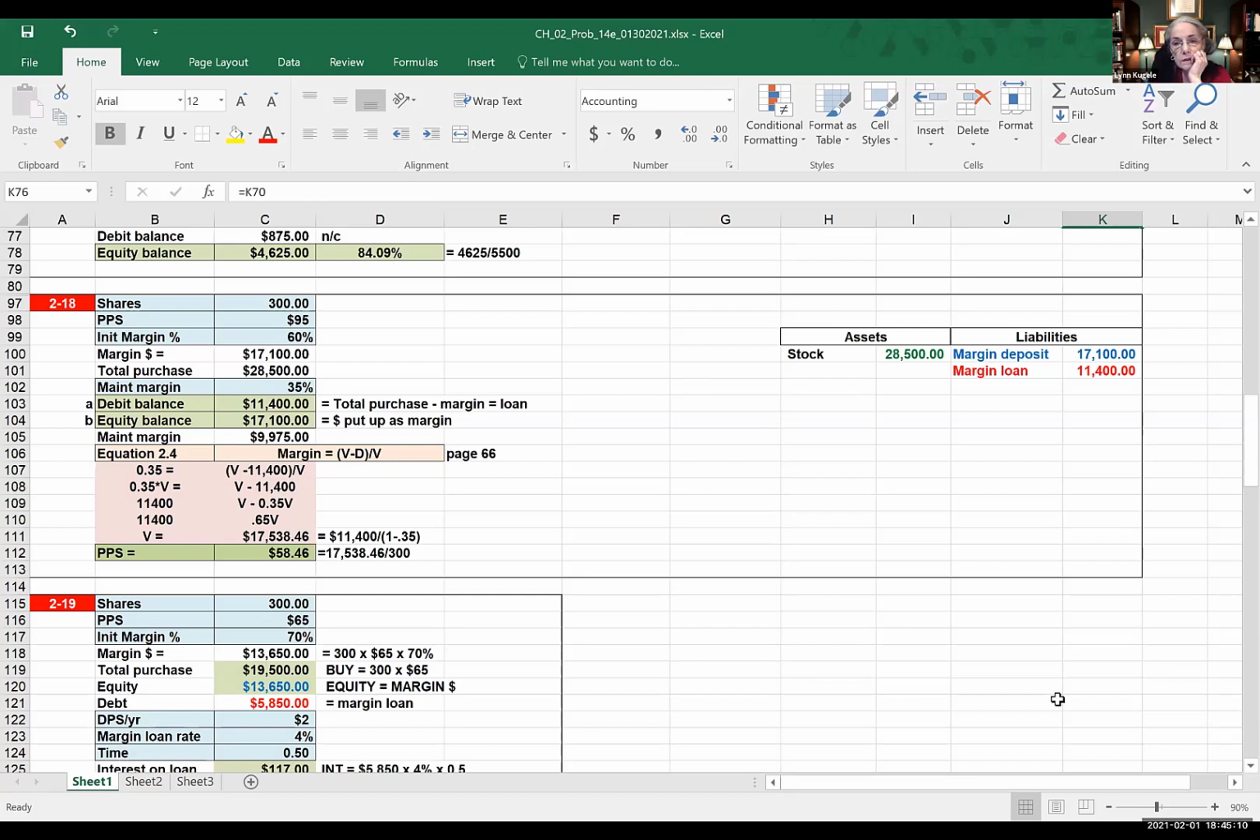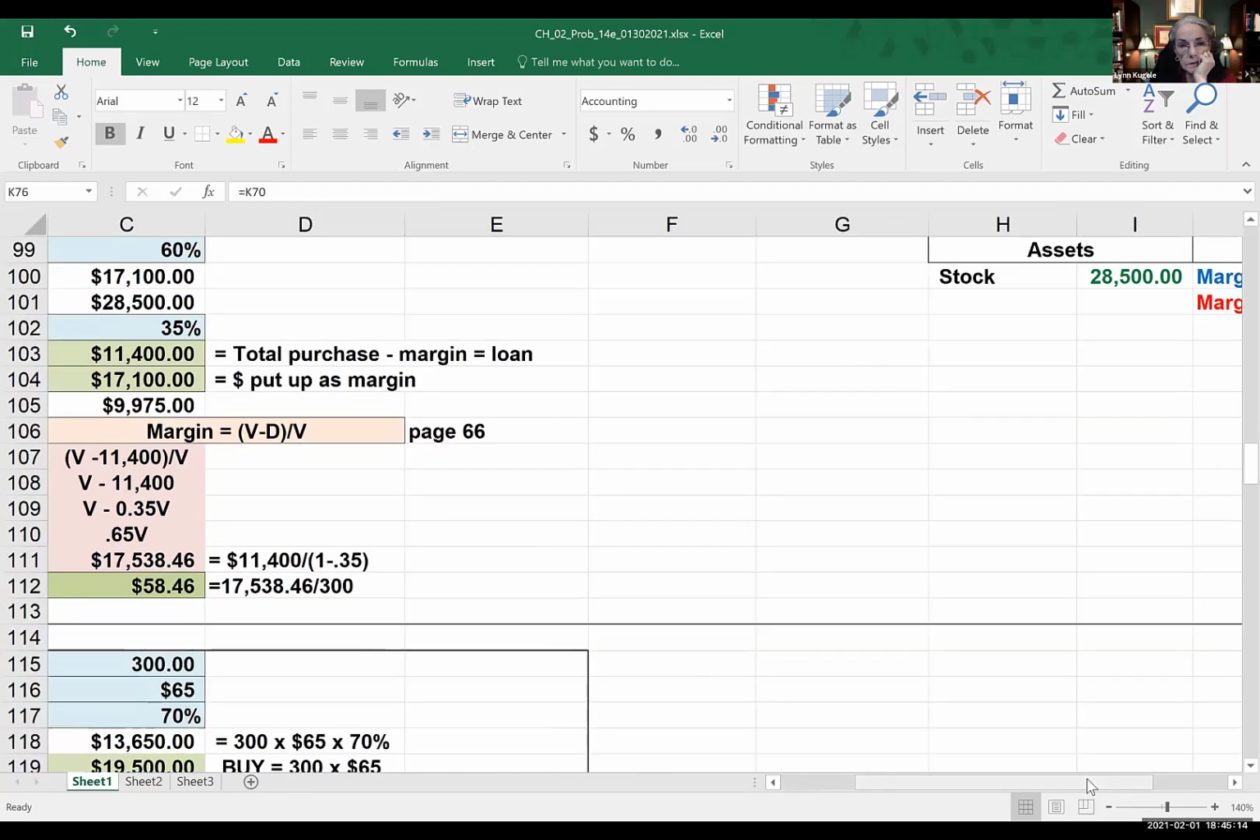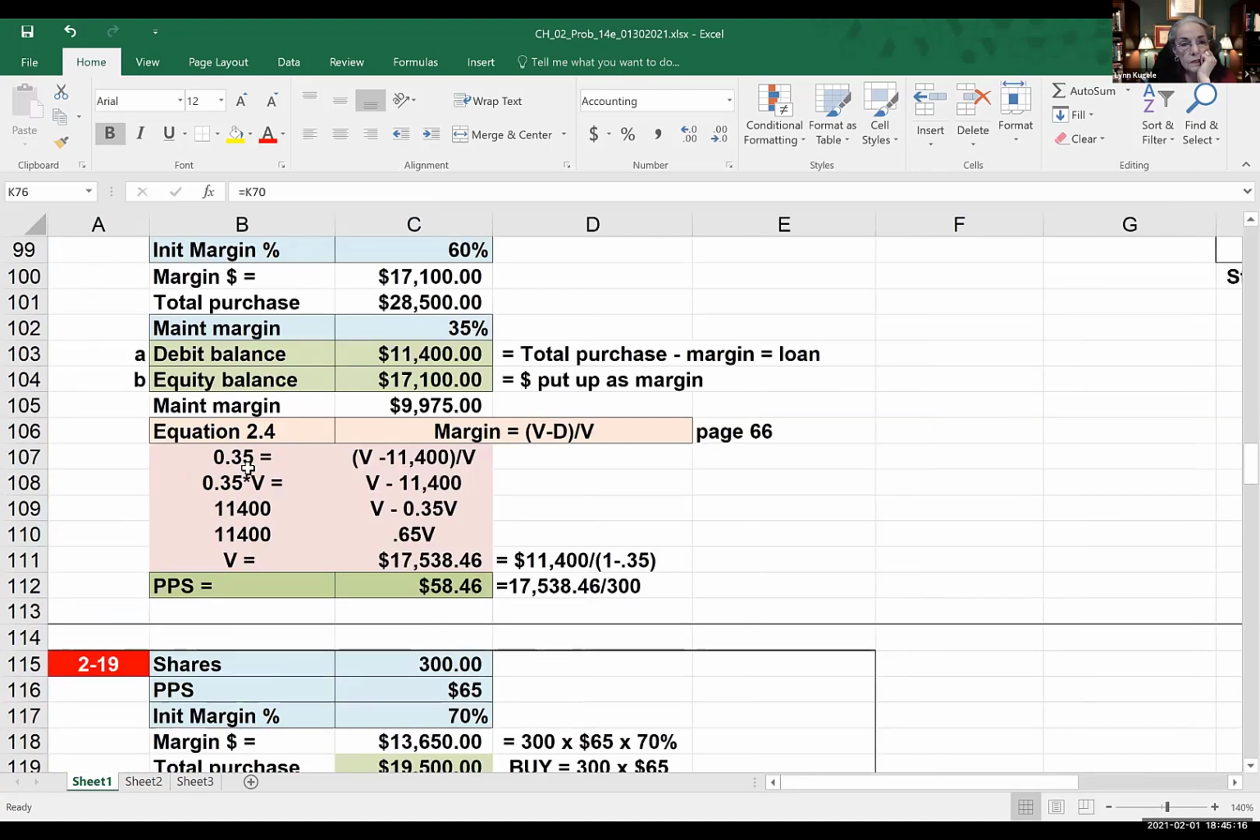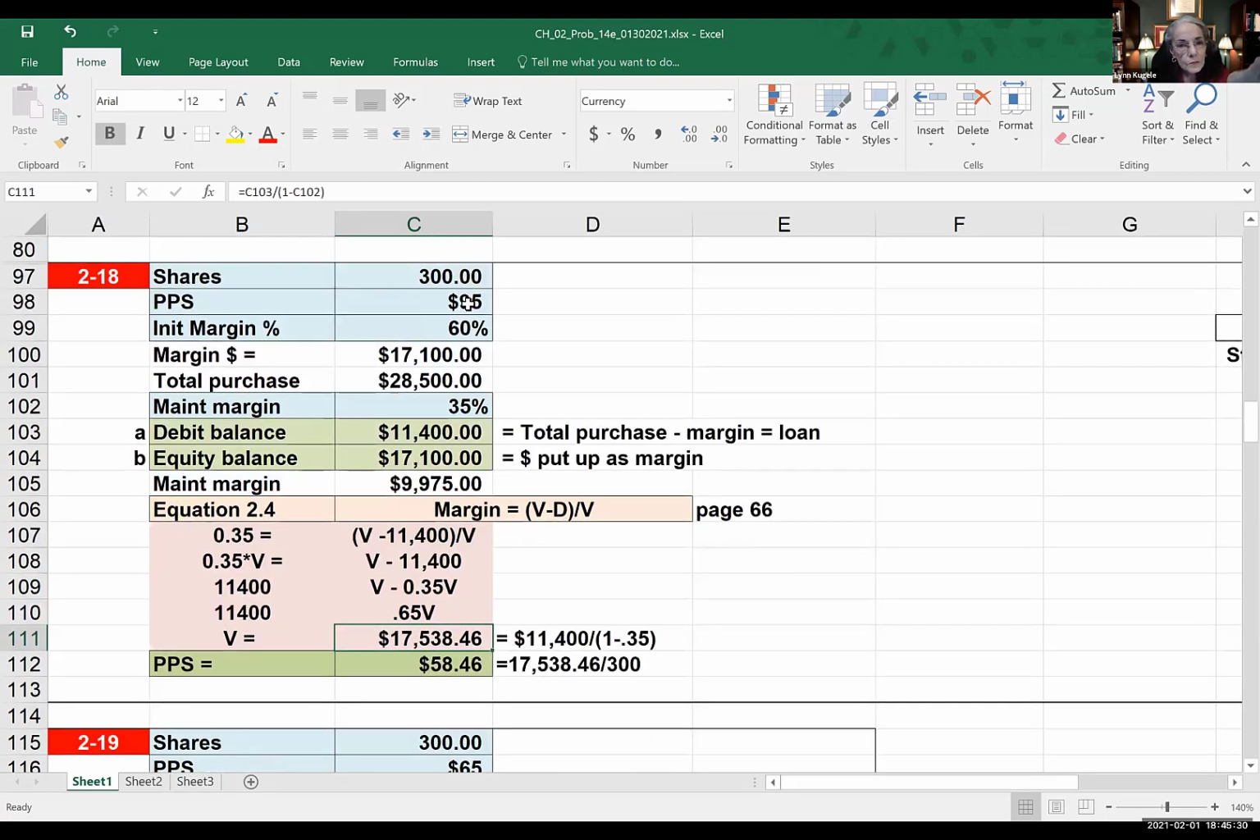Okay, now I can blow this up a little bit so you can see the formula better. I'm using that formula right here. The margin is 35. I'm filling in and solving for V, and then dividing that by the number of shares. That's how I'm getting it. Price per share is 95. It can drop to 58.46 before he gets a margin call.